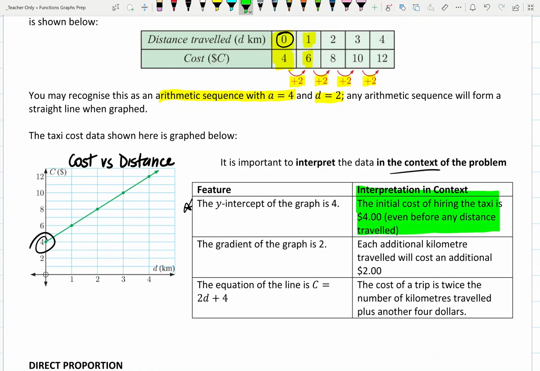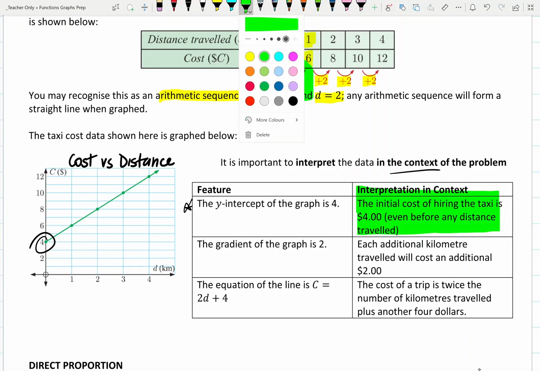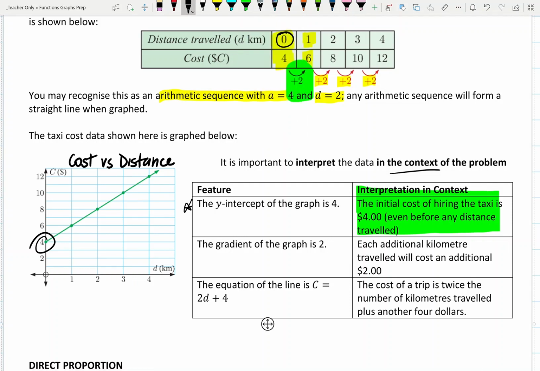The gradient of the graph is 2. You can either work that out by looking at the common difference up here, or you can work it out by the slope here, so checking the rise and the run on the graph. So pick 2 points and find the rise and the run. The rise here is 2, the run is 1, so rise over run is going to be 2. In the context of the problem, however, that means that each additional kilometre travelled is going to cost another $2. That's what the slope means in this context.